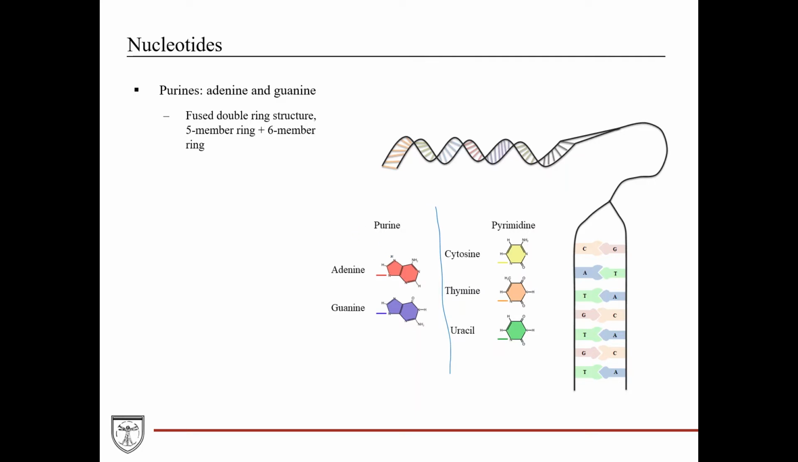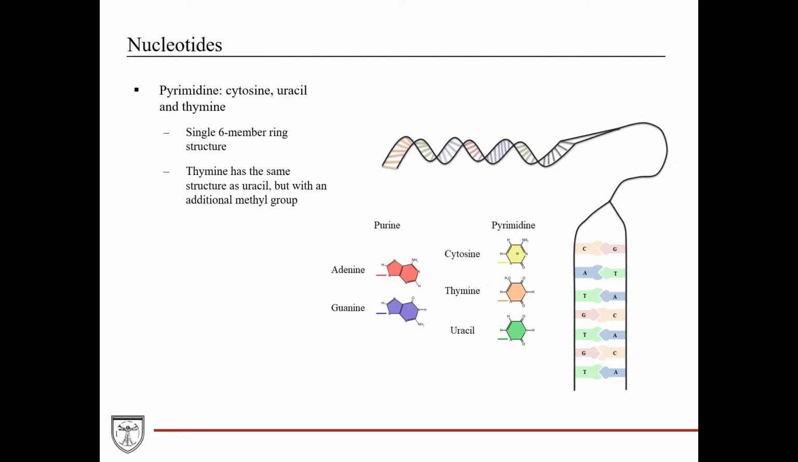And you can see that here with the purines first. They each have a fused double ring, which consists of a 5-membered ring and then a 6-membered ring. And the purines consist of adenine and guanine. Then you have the pyrimidines, and they each have a single 6-membered ring, and you can see that here. Thymine has pretty much the same structure as uracil. The major difference is that it has this methyl group here, which uracil doesn't. And remember, thymine is in DNA, uracil is in RNA.